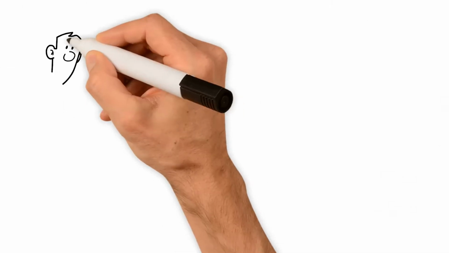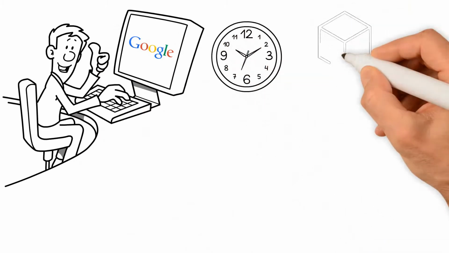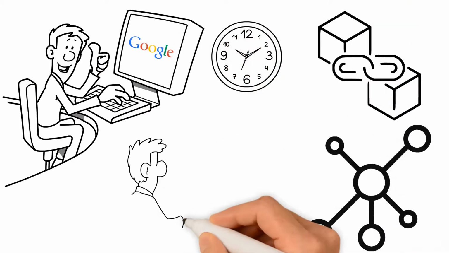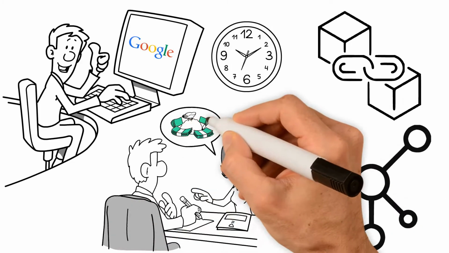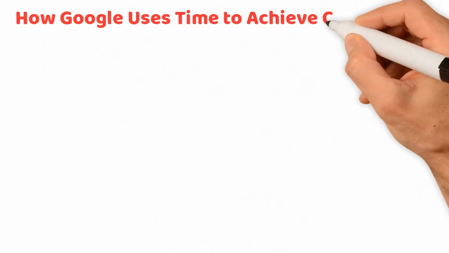It's instructive to see how Google solved this problem through its use of TrueTime, and to ask if blockchains could use the same paradigm as a method to order transactions on its ledger. How Google uses time to achieve consistency.